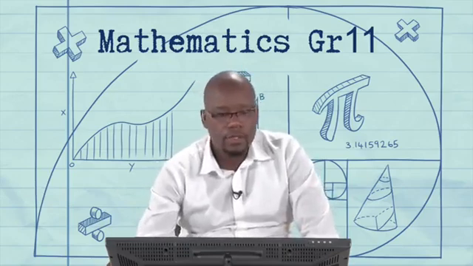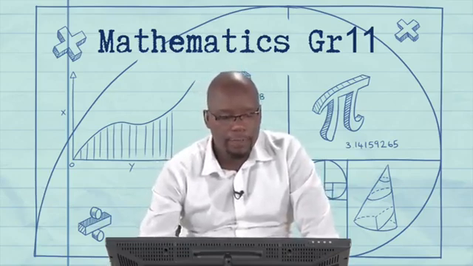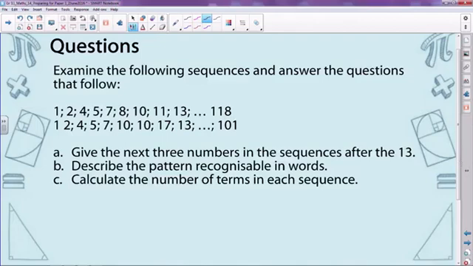All right. So we've got the next one. Examine the following sequences and answer the questions that follow. 1, 2, 4, 5, 7, 8, 10, 11, 13, and so on up to 101. Give the next three terms in the sequence after the 13.